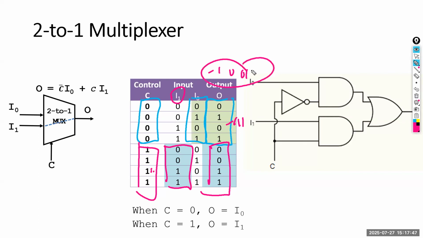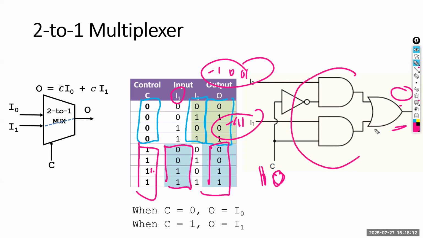So therefore this will be your output when control is 0, and this will be your output when control is 1. That means it's a multiplexer. You can decide which input is your output, by controlling this control signal, whether it's 0 or 1. So that is a 2-to-1 multiplexer. Again, don't memorize the circuit. Just know what it is.